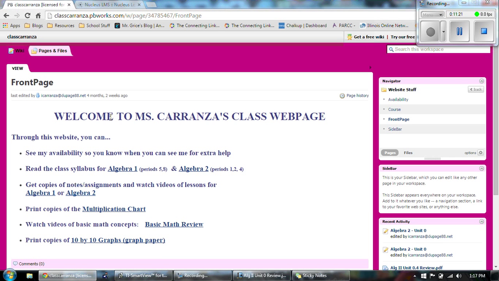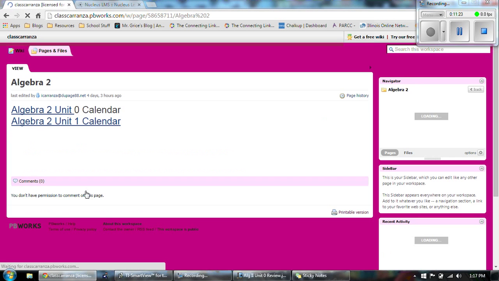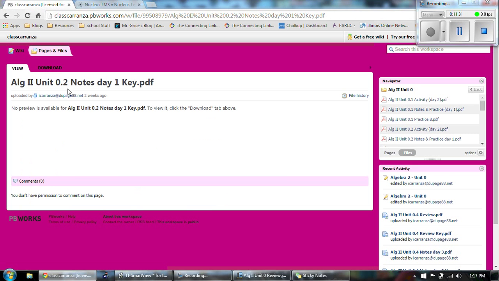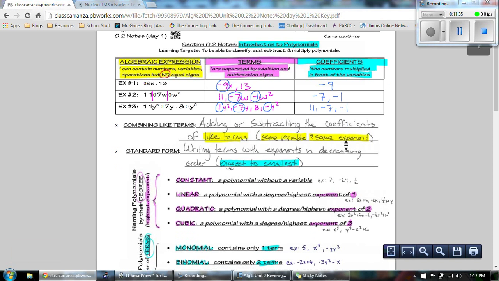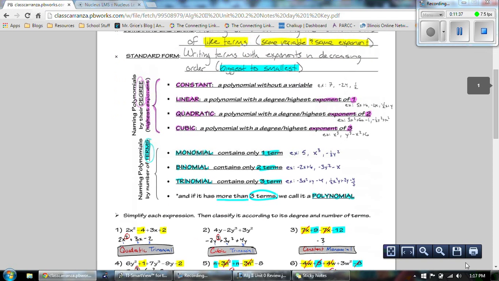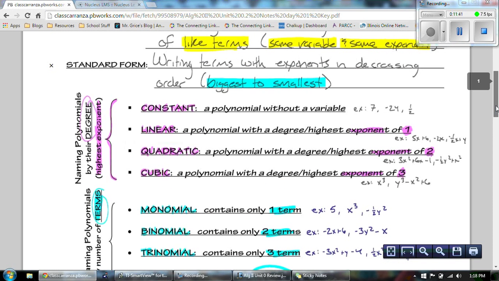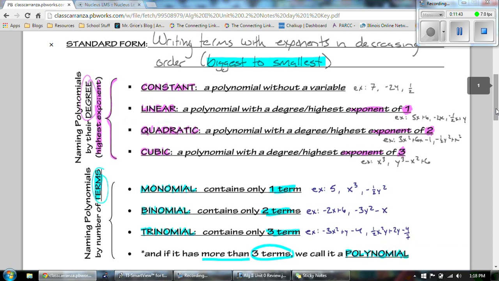Here I am right now, classcarranza.pbworks.com. We're in Algebra 2, Unit 0. Oh, 0.2 notes. Let's take a look. Here's our key. And voila, that's what we're talking about right there. Knowing when it's constant, linear, quadratic, and cubic, and then monomial, binomial, trinomial, and polynomial.